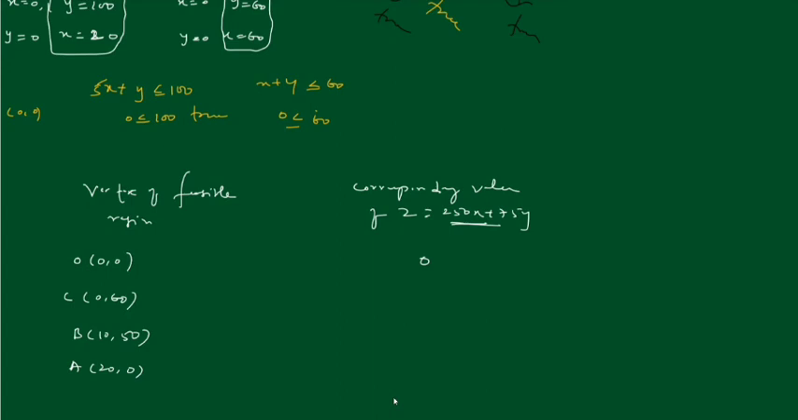When you substitute x equals 0 and y equals 60, what do you get here? 4500. And when you substitute x equals 10 and y equals 50, 250 into 10 and 75 into 50, you will get 6250. And finally when you substitute x equals 20 and y equals 0, here you will get 5000. So let's see here, the maximum value is what here? It is 6250.